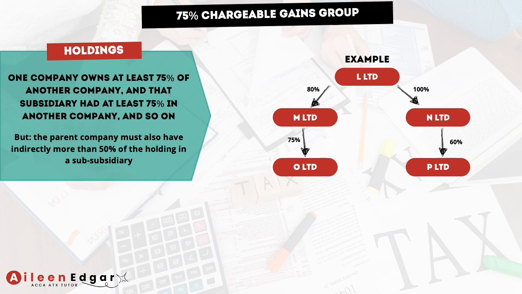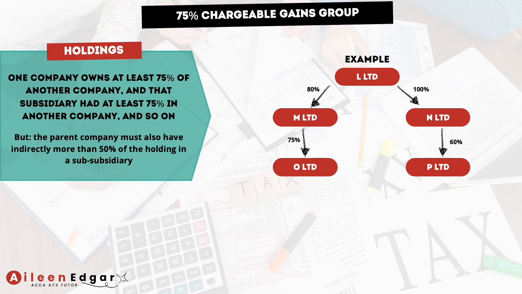We've got L Limited, which is the parent company here, as it's the one at the top of the structure. It's the one with the holdings in subsidiaries. To see which companies would be in the same chargeable gains group with L Limited, we're looking for two criteria to be met. We need to have at least a 75% relationship at each level of the chain. And we also need to have more than 50% relationship between the company at the top, L Limited, and any company lower down.